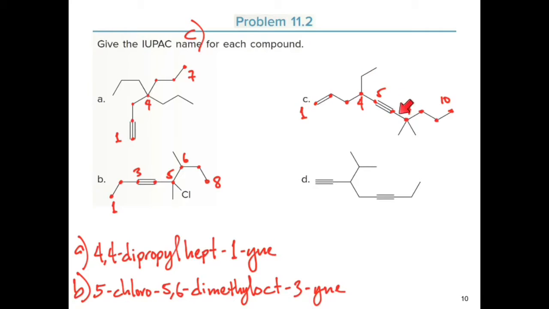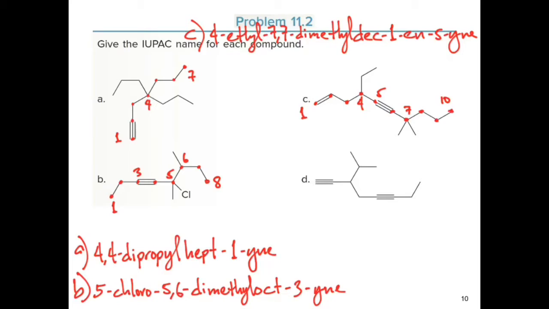And then the other substituents here, we have an ethyl group on the 4th carbon atom, and then a dimethyl group on the 7th carbon atom. And so again, as an enyne, this would be dec-1-en-5-yne. So again, that's dec-1-en-5-yne. And then the ethyl comes first before the methyl. And so this is going to be 4-ethyl-7,7-dimethyl dec-1-en-5-yne.